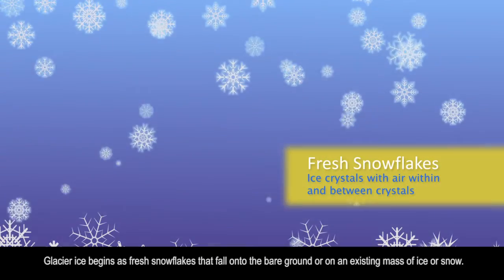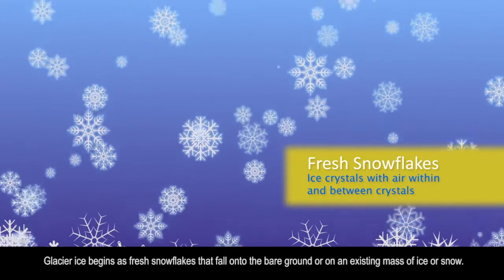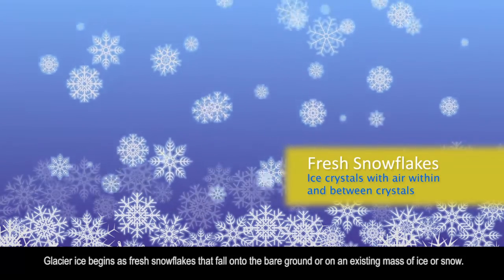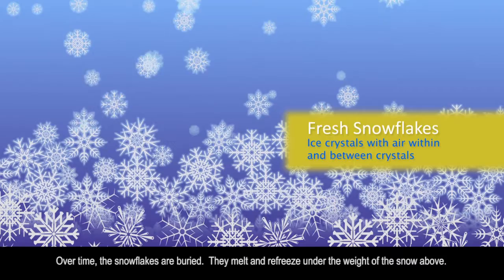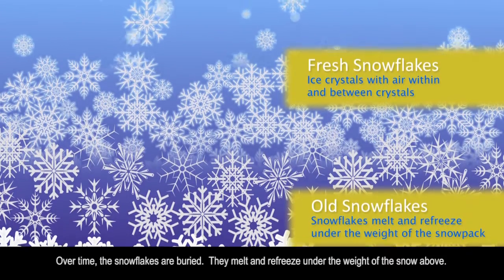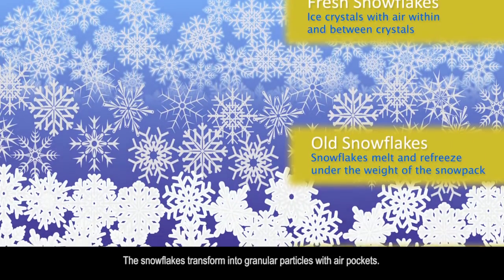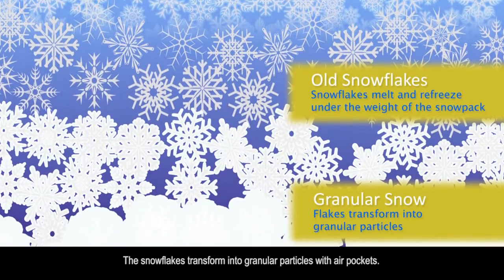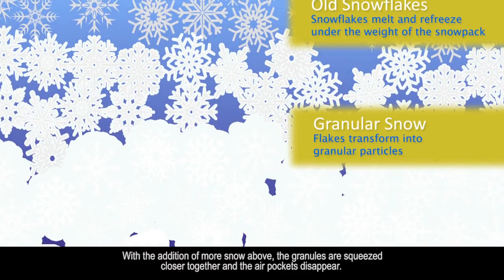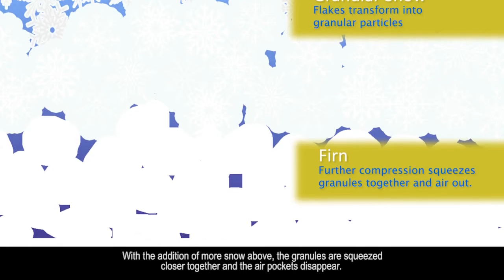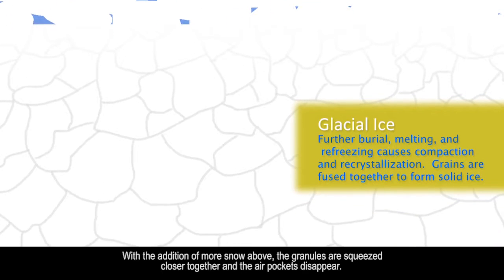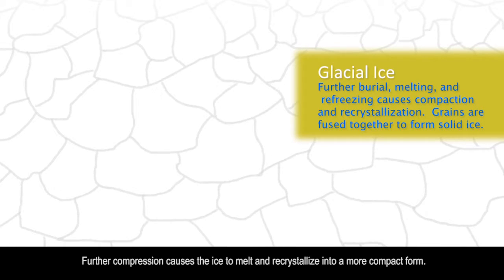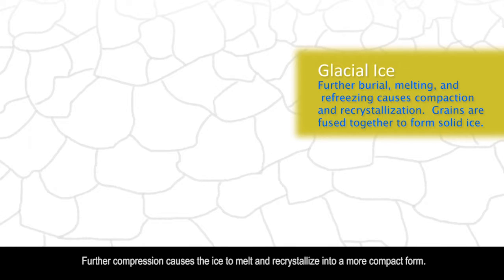Glacier ice begins as fresh snowflakes that fall onto the bare ground or on an existing mass of ice or snow. Over time, the snowflakes are buried. They melt and refreeze under the weight of the snow above. The snowflakes transform into granular particles with air pockets. With the addition of more snow above, the granules are squeezed closer together and the air pockets disappear. Further compression causes the ice to melt and recrystallize into a more compact form.